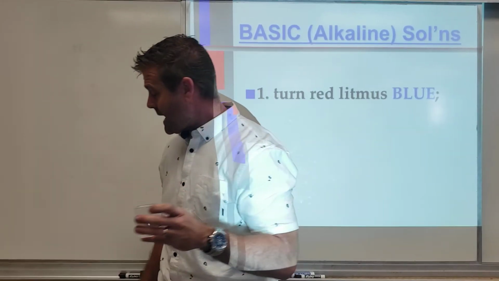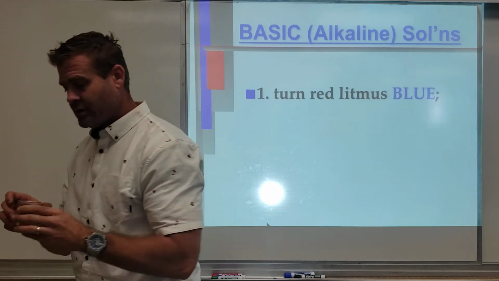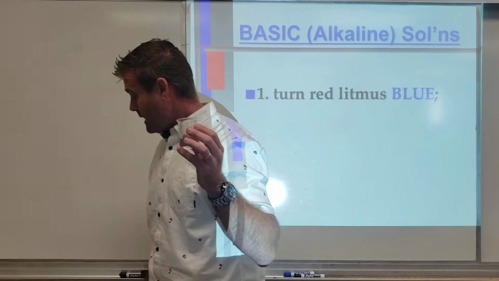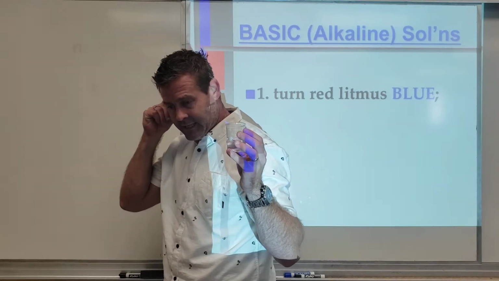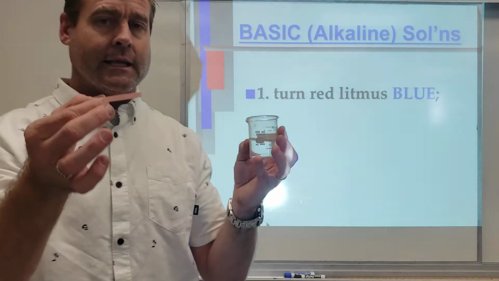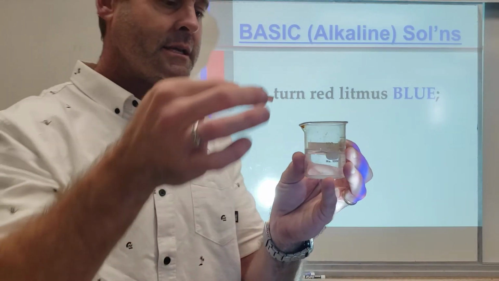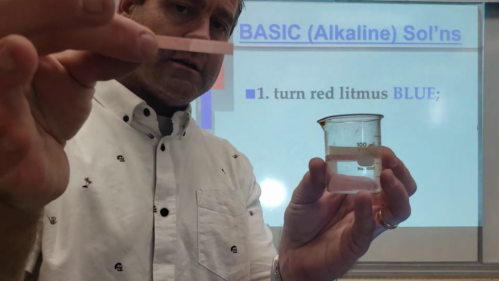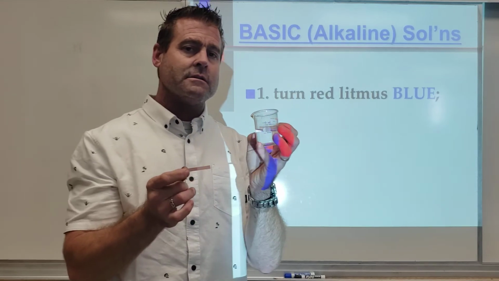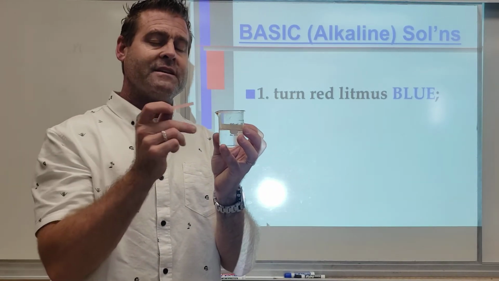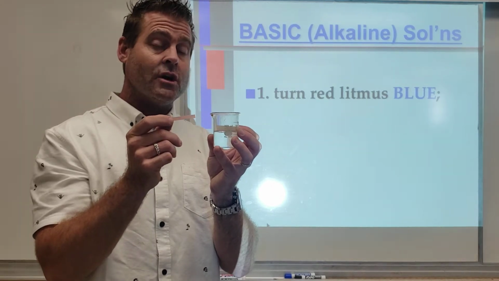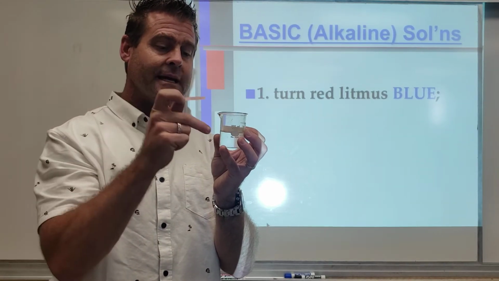Oh, so let's just say we had an unknown solution. We want to try to figure it out, okay? Let's say I just start with a red litmus. I put it in there, and what do you guys notice? You notice nothing happens. What do you think you could say about this solution? Remember, we said if it's a base, it's going to turn red litmus blue, right?